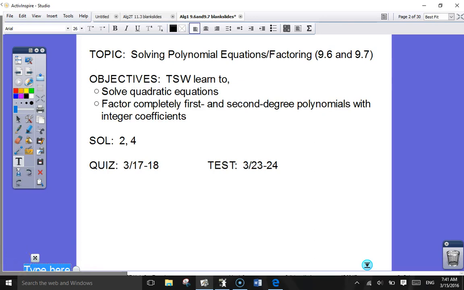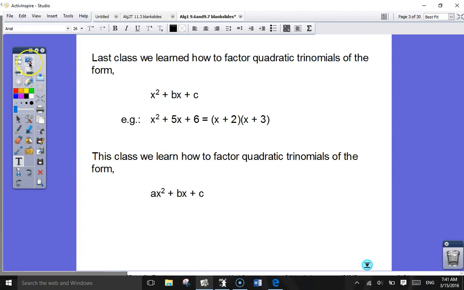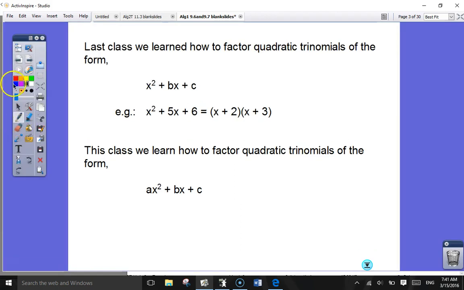Okay, so honestly, today we just add some other kinds of factoring to what we already know. In the last class, we learned how to factor something which I call a simple quadratic trinomial. And it was simple because that coefficient right there is a 1. If it was, then all we had to do is think of two numbers, and it was a one-step process. Done.